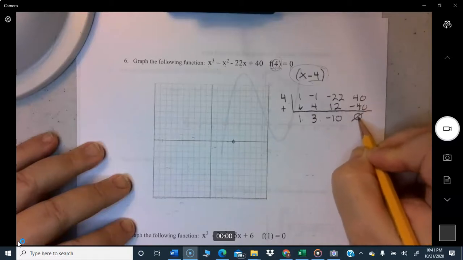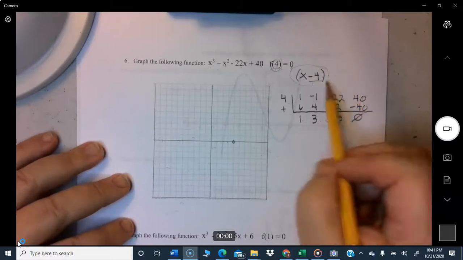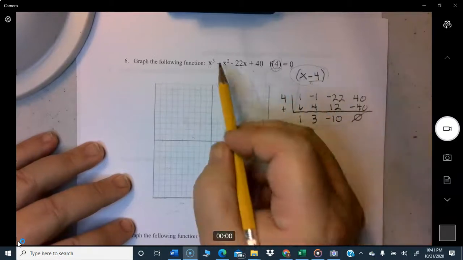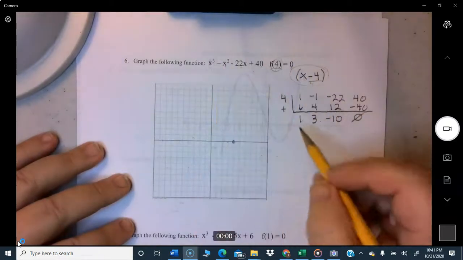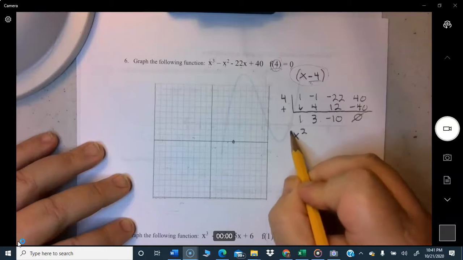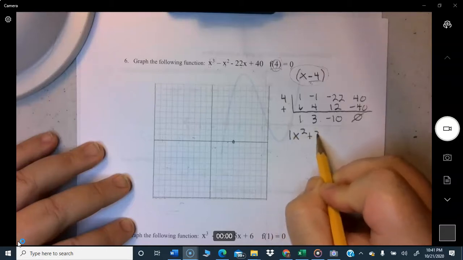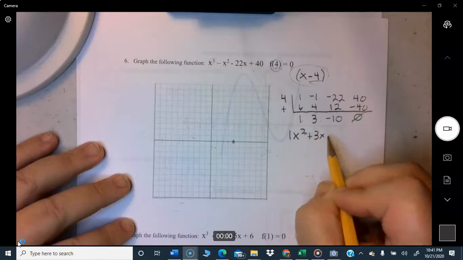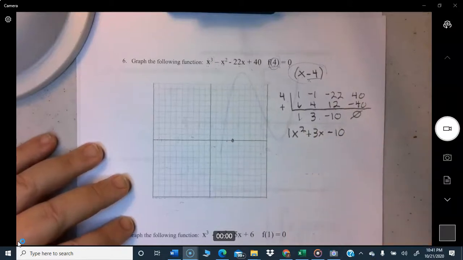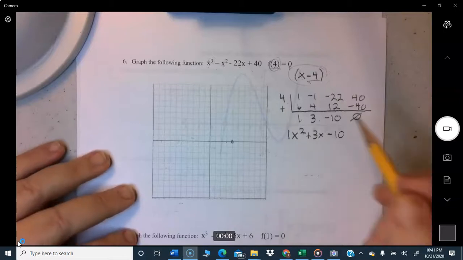The fact that this is a 0 means there's no remainder, so it means this did divide into this evenly. So since this was a cubic, the quotient, the answer, is going to be a quadratic. So we put a 1 there, plus 3x. You go down by 1 on the exponent, minus 10. Okay? So there we go.